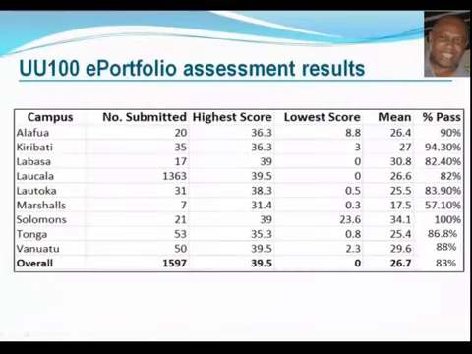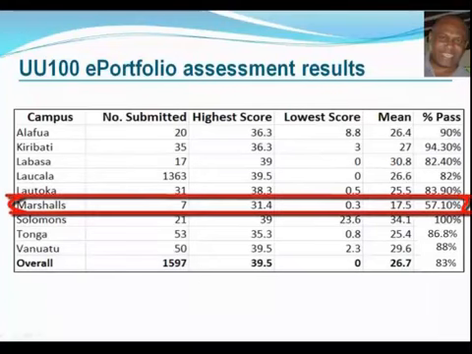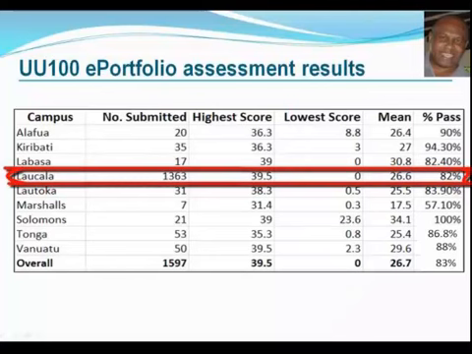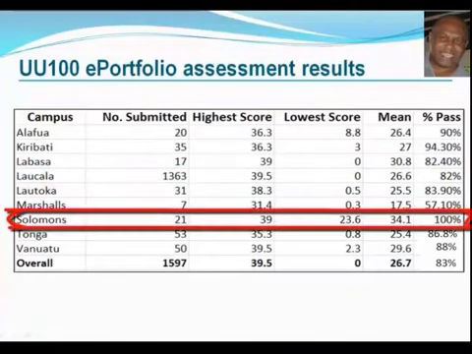The results of the e-portfolio assessment, as has been alluded to earlier, seem to confirm the students' comfortability and positive attitudes towards e-portfolios, as indicated in the survey results. Apart from the Marshalls, which had a low pass rate of 57% in this assessment, the rest of the campuses and centers seem to do well, with recorded pass rates ranging from 82% in Laucala to 100% for UU 100 students in the Solomon Islands campus.